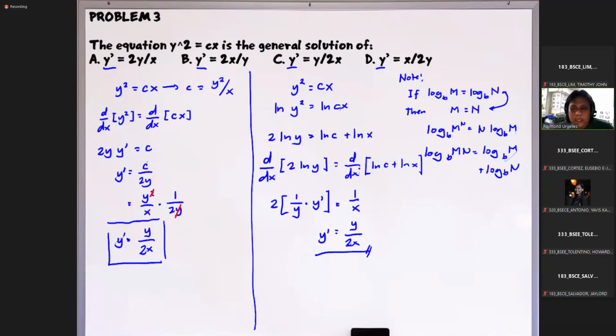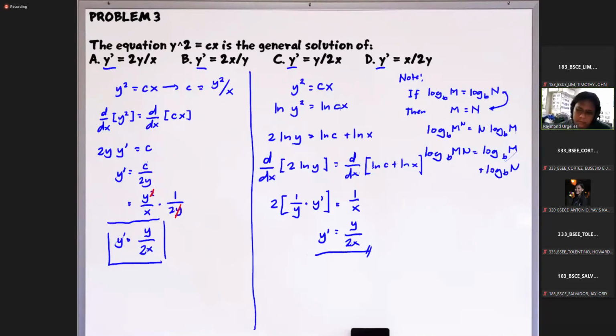Diba? So dun ko na-realize na pag baliktad, pag general solution yung given tapos hinahanap is differential equation, pwede tayong dumaan muna sa logarithm bago tayo gumamit ng derivative. Pag ginawa natin yun, mas mapapabilis yung calculation ng ibang equations natin, kasi nawawala yung constant. Okay? So any questions?